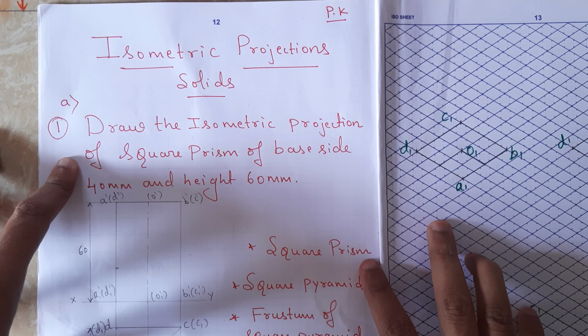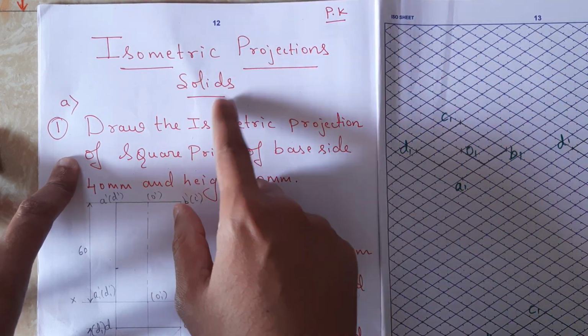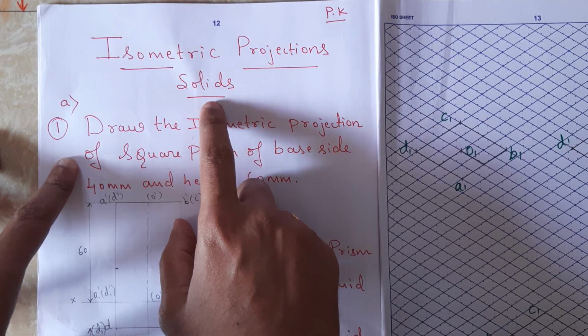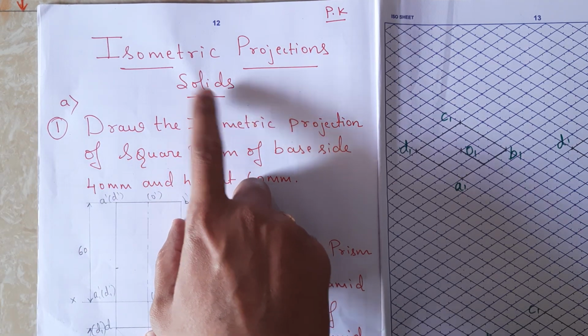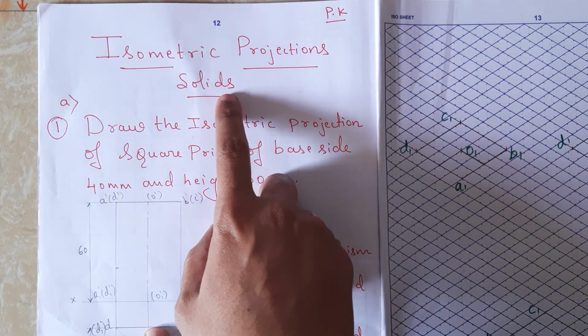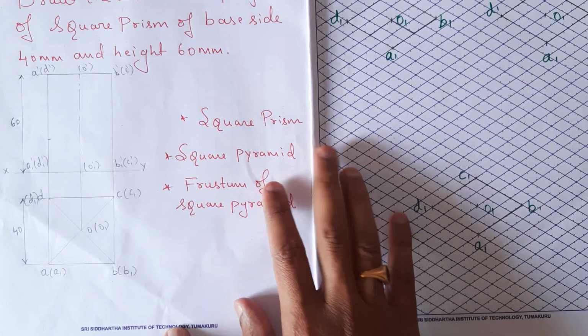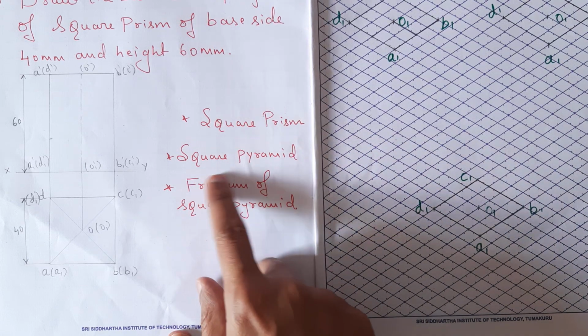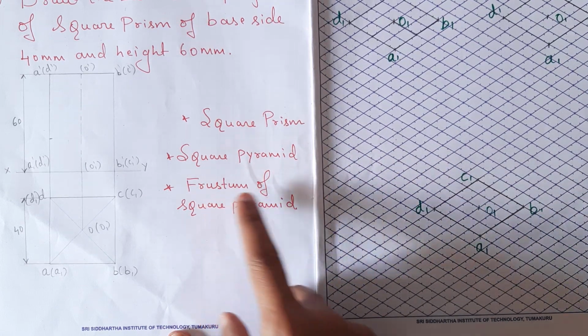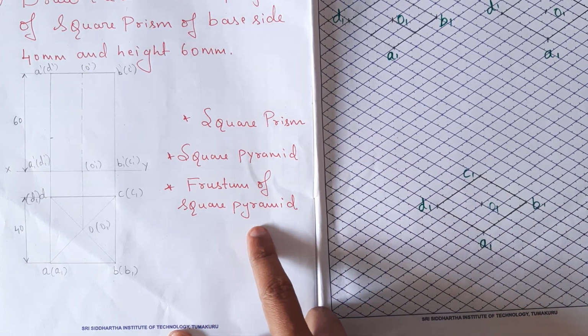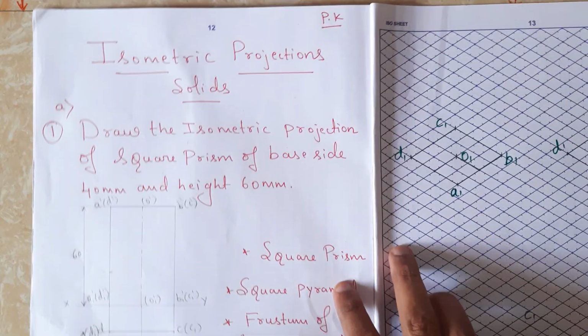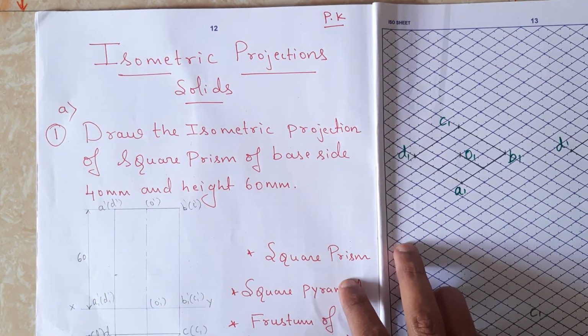In the previous videos we have seen how to draw the isometric projection of planes, but in this we are going to see how to construct the isometric projections of solids. Today we are going to solve problems related to square prism, square pyramid and frustum of square pyramid. Now let us see how to draw the square prism.